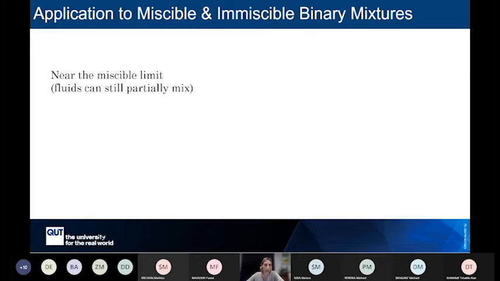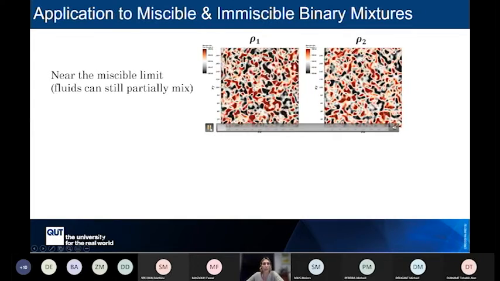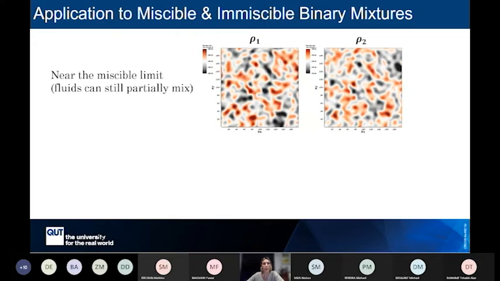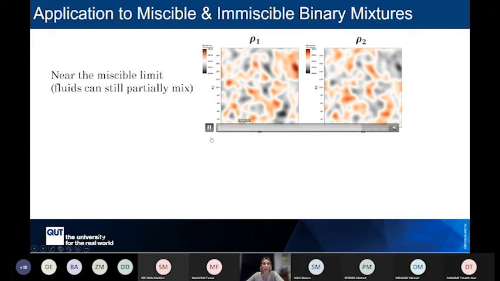And then we went into more exploratory simulations, where we just wanted to see what's going on when we've got those miscible and immiscible mixtures. So we've got a near miscible case here, where we've got two components with two different densities, and what we have at the miscible limit is that those fluids can partially mix, but not completely. And that's the evolution over time of this process happening.